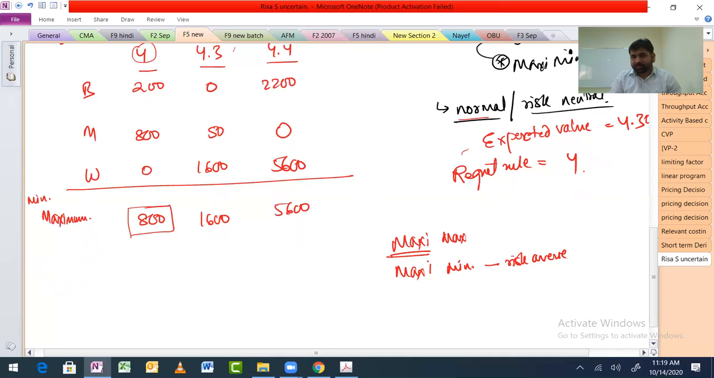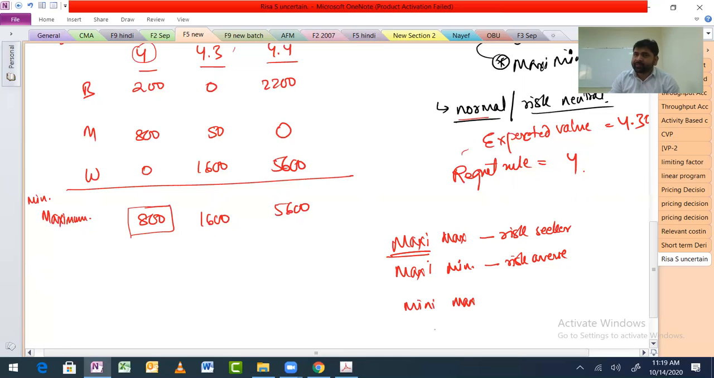So you are trying to find out the highest minimum, and maximize the maximum means you are going all out, a risk seeker, no problem with the risk. Just don't talk about risk to this guy. Fine. So always it will be maximax. It will never be minimax.